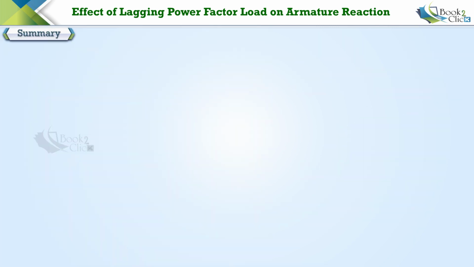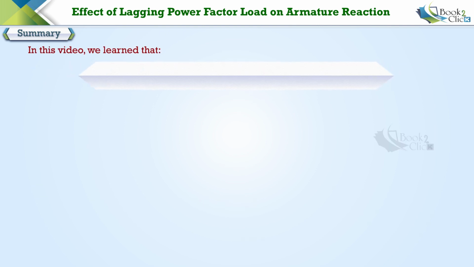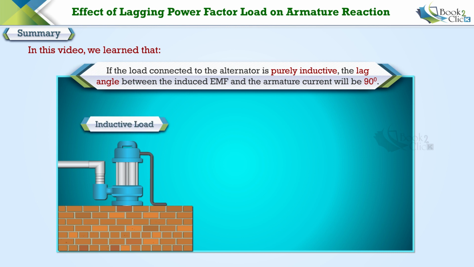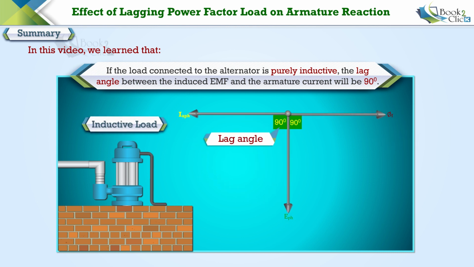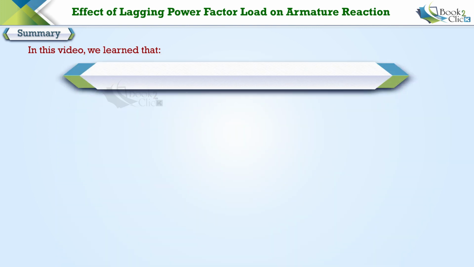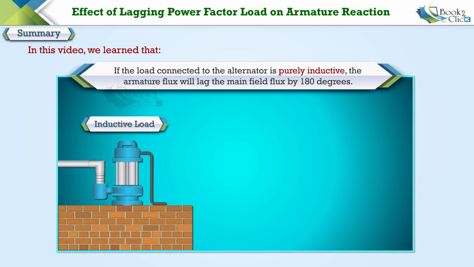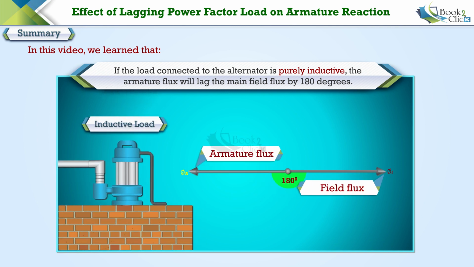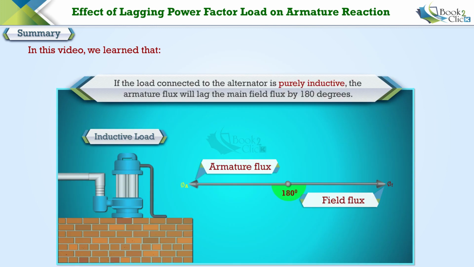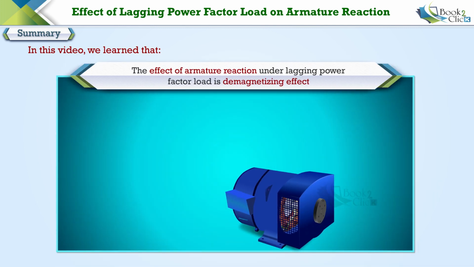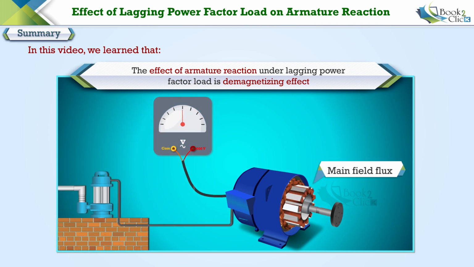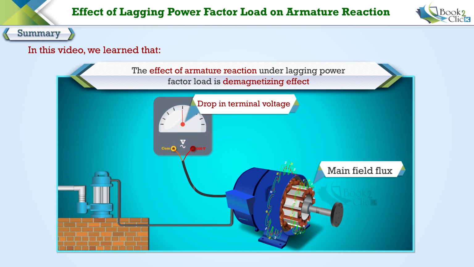We have come to the end of this video. In this video, we learned that if the load connected to the alternator is purely inductive, the lag angle between the induced EMF and the armature current will be 90 degrees. If the load connected to the alternator is purely inductive, the armature flux will lag the main field flux by 180 degrees. The effect of armature reaction under lagging power factor load is demagnetizing effect.